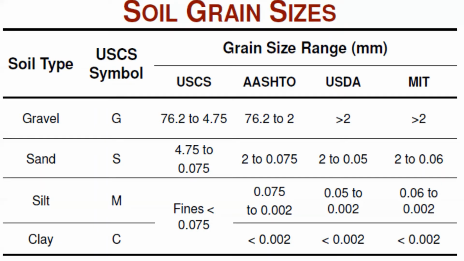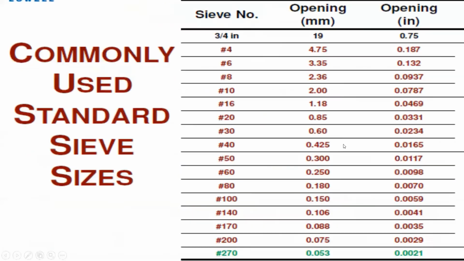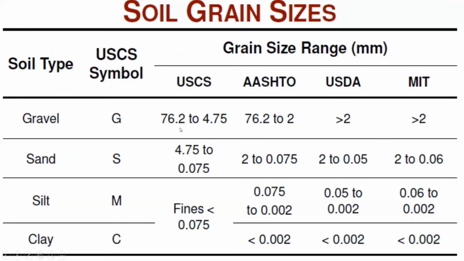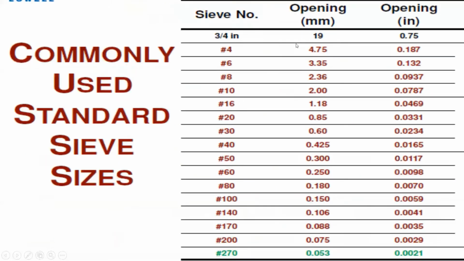For example, let me go back and check it out. It's 76.2 to 4.75. What does it mean? 4.75, as I already told you, is where the soil category starts. The amount which passes the number 4 sieve is known as sand, but the amount retained on the number 4 sieve is known as gravel. The previous ones are the 3 inch and 2 inch; obviously you know these are the sieve sizes used for the coarse aggregate.